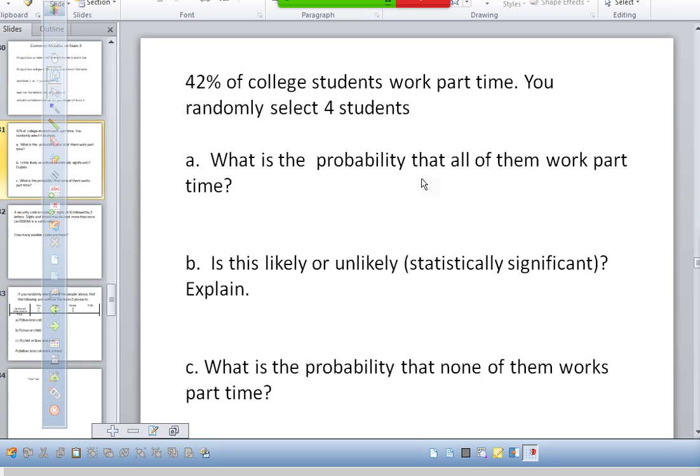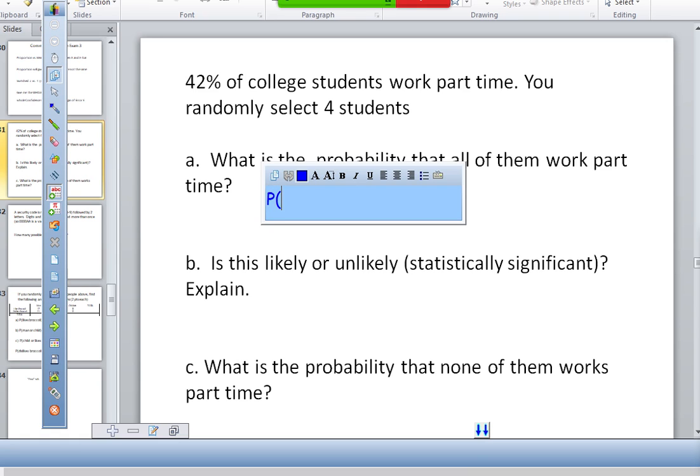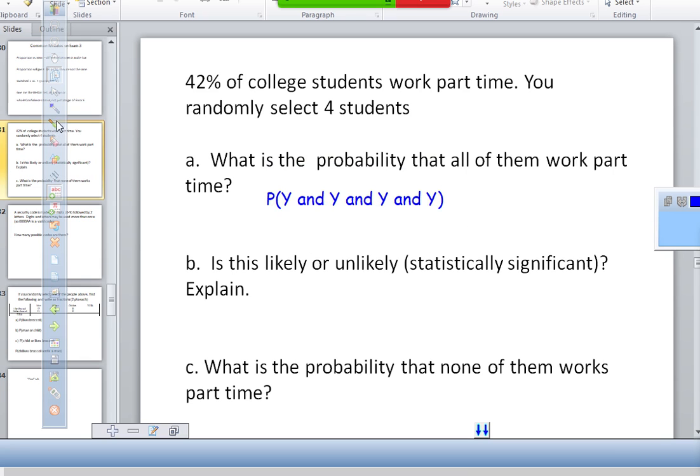That means you're looking at the probability that the first one's a yes, and the second one's a yes, and the third one's a yes, and the fourth one's a yes. What's the probability the first person says yes? 42%. What's the probability the second person says yes? 42%. Third person, 42%. Fourth person, 42%. Because remember, these are all college students, so grabbing a few doesn't change the percentage. So ands, 42% and 42% and 42% and 42%.